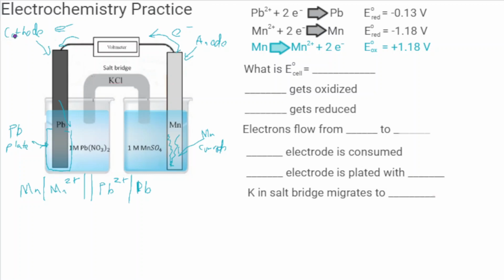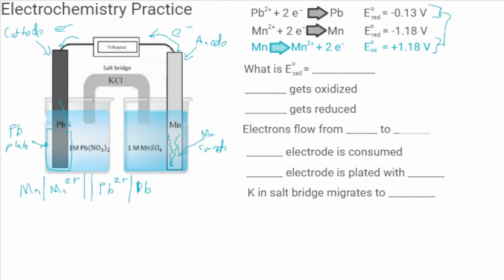Now that we have all that figured out, we should be able to answer most of these questions pretty easily. When we try to figure out what the cell potential is, it's just going to be the summation of these two values.